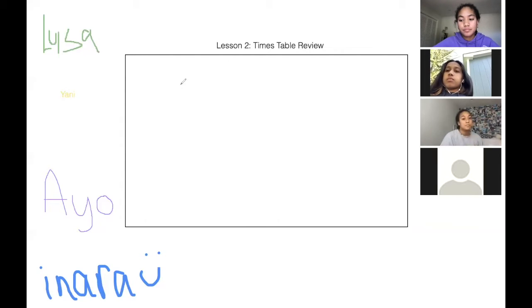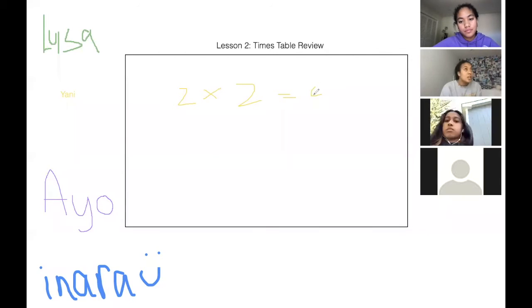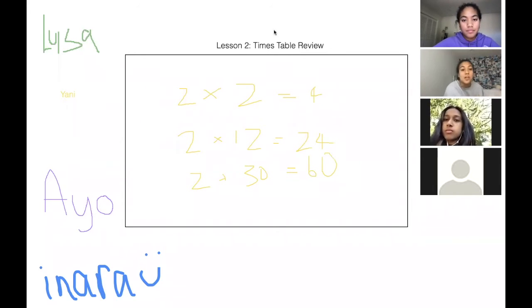For example, 2 times 2 is 4. 2 times 12 is 24. 2 times 30 is 60. They all end in even numbers. 2 times 7, 7 is an odd number, but if you multiply 2 by 7, you still get 14, which is an even number.